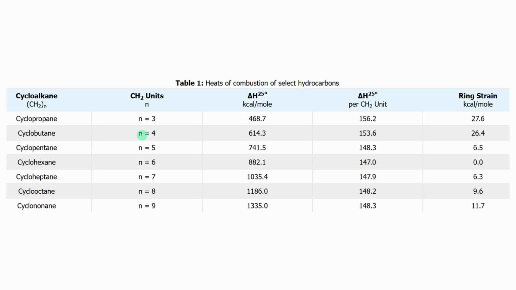And you can look at the data here. If you look at cyclopropane, n is equal to 3, then the heat of combustion, obviously here they have given in kilocalorie units, is 468. But what is the delta H per CO2 unit?